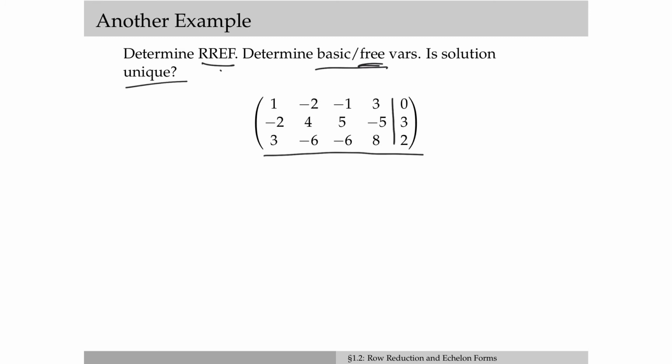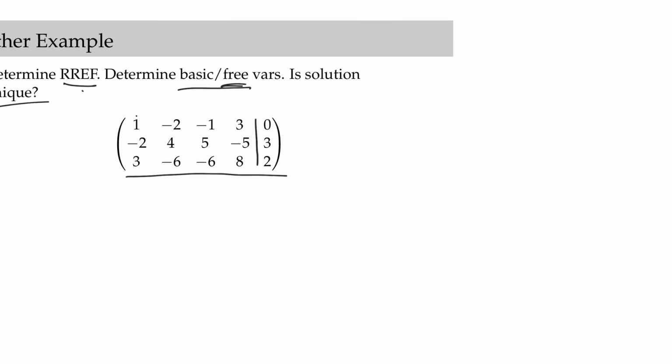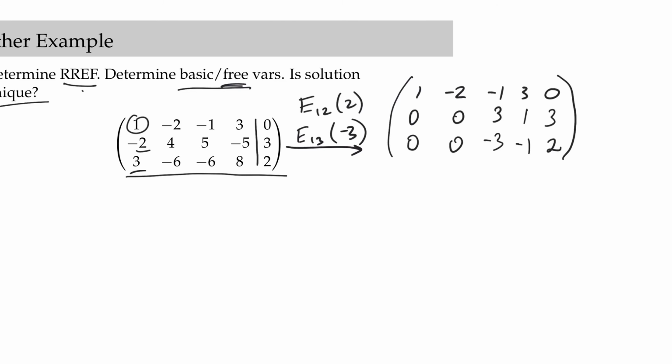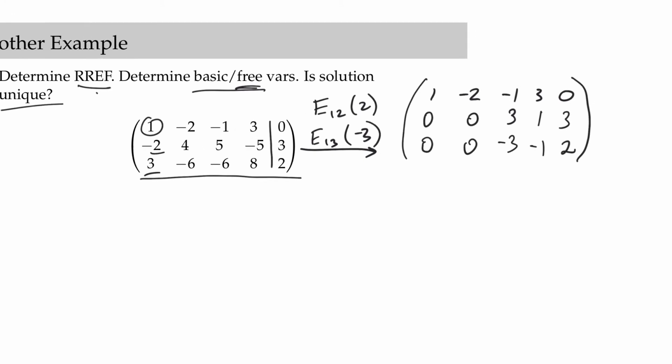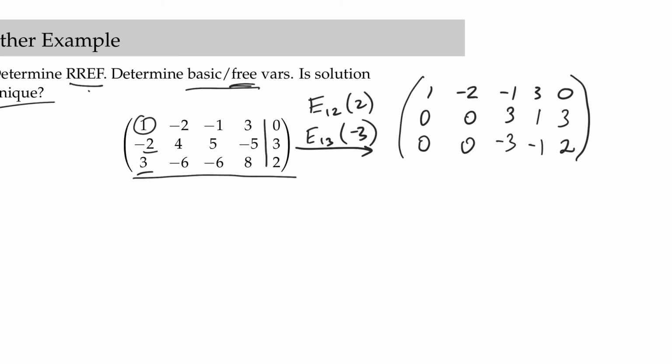All right, the very first step we want to do is use this one to eliminate both of those entries. So what we need to do is 2 times row 1 plus row 2. That's E12 of 2, and then E13 of negative 3. Now this is what we end up with, and in the process of doing this, I realized I must have made a mistake or didn't really have the matrix I wanted in here. So what we're going to do is a little thing I like to call change the original problem to make it match what I wanted to do.